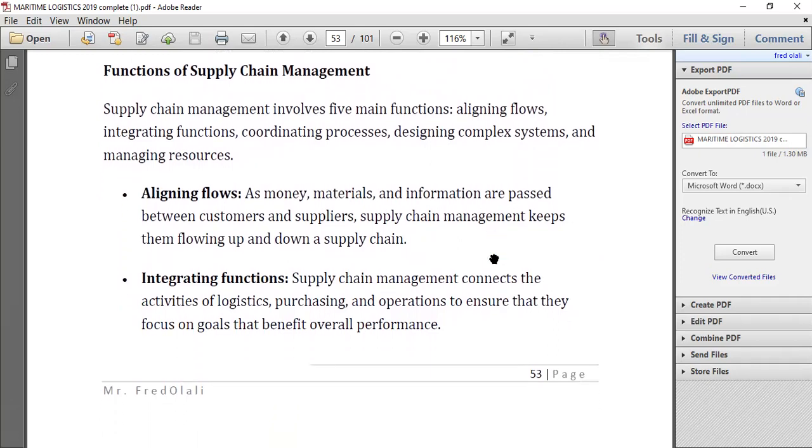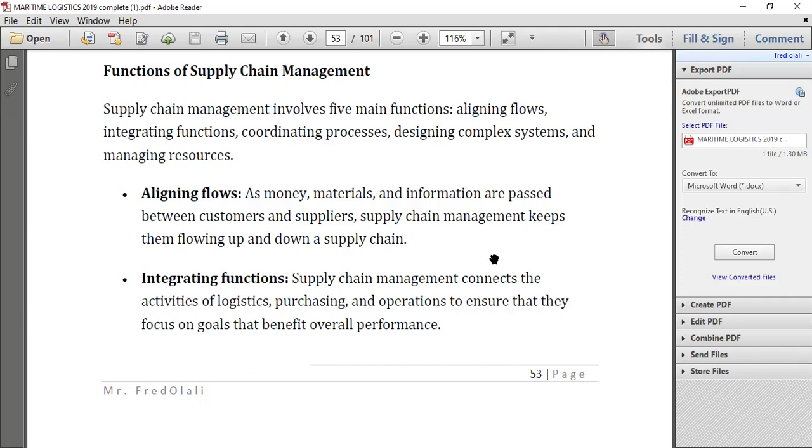Now, supply chain management involves five main functions. That is, one is aligning flows. Two, integrating functions, that is bringing different functions together, coordinating the processes, designing complex systems, and lastly, how to manage the resources. So how do we align the flows?